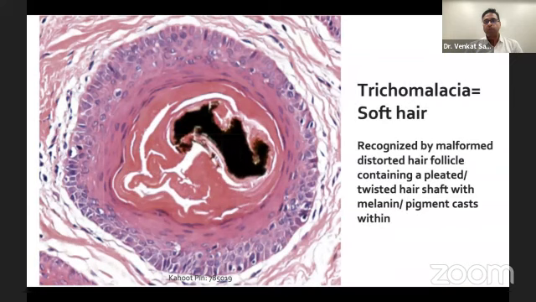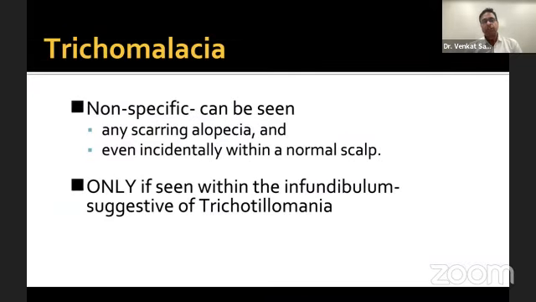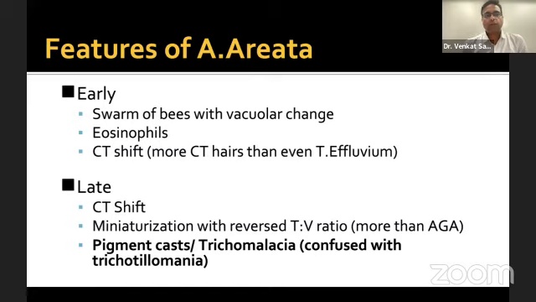We're almost halfway through. So recognize a malformed, distorted hair follicle containing a pleated, twisted hair shaft with melanin or pigment cast within. Sometimes hemorrhage can be seen as well. It is non-specific and can be seen in any scarring alopecia, non-scarring alopecia, and even incidentally with a normal scalp. Only if seen within the infundibulum is it suggestive of trichotillomania. So features of alopecia areata include, apart from what I've discussed, pigment cast or trichomalacia, and therefore it can be confused with trichotillomania, because sometimes clinically as well, alopecia areata can be confused with trichotillomania, especially if it's localized.